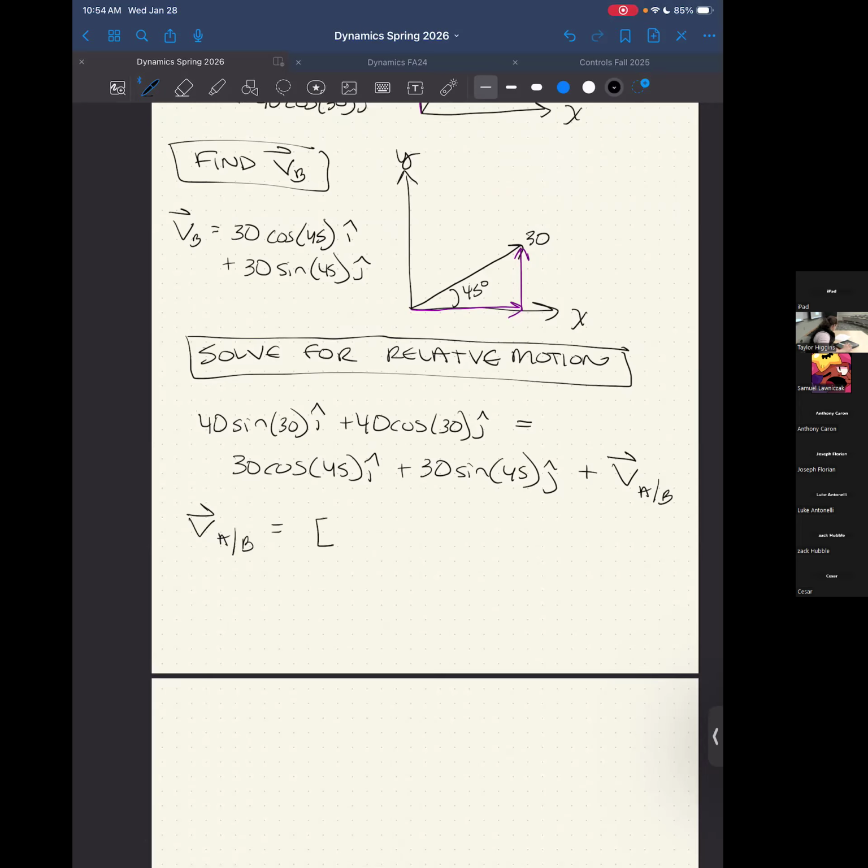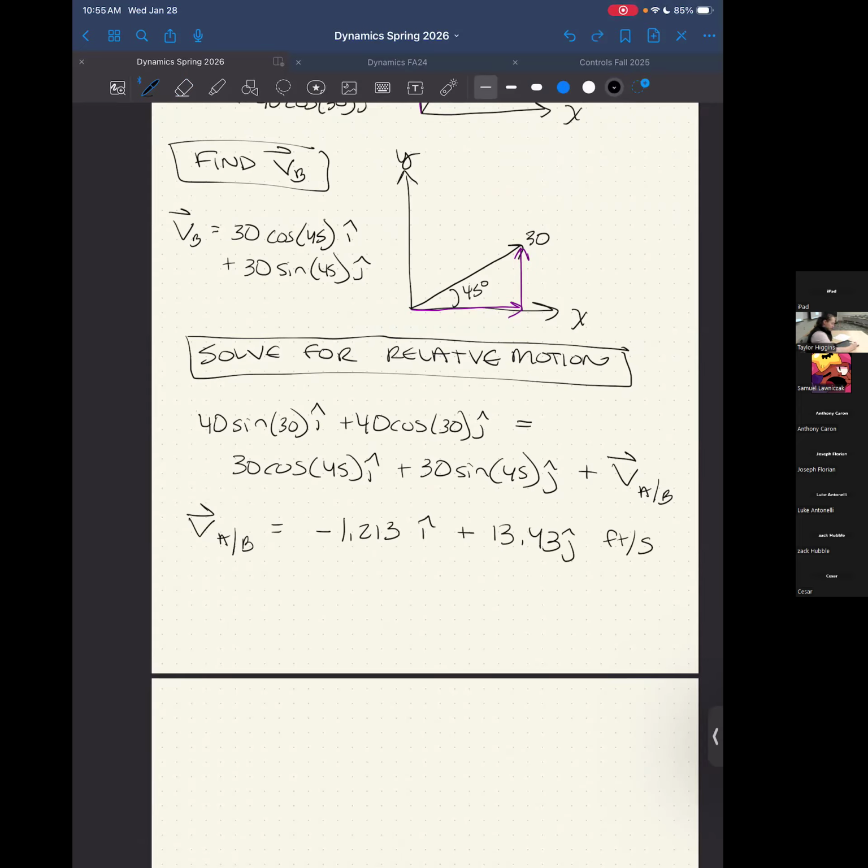Should get... I'm gonna let you do the simplification. I'll give you the final values though. Minus 1.213 i hat plus 13.43 j hat feet per second.